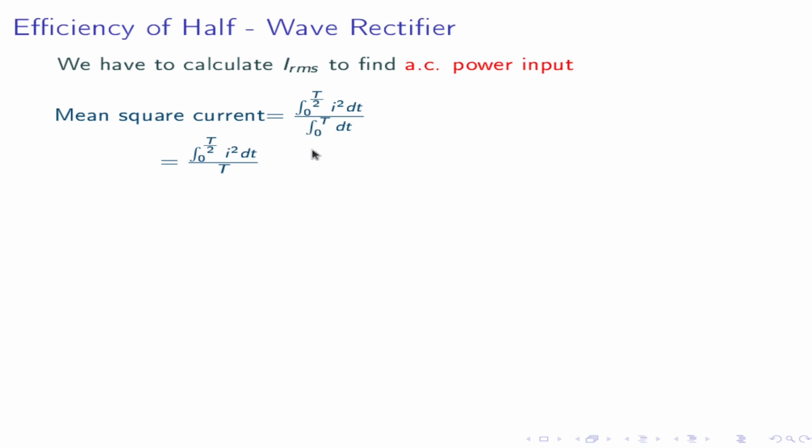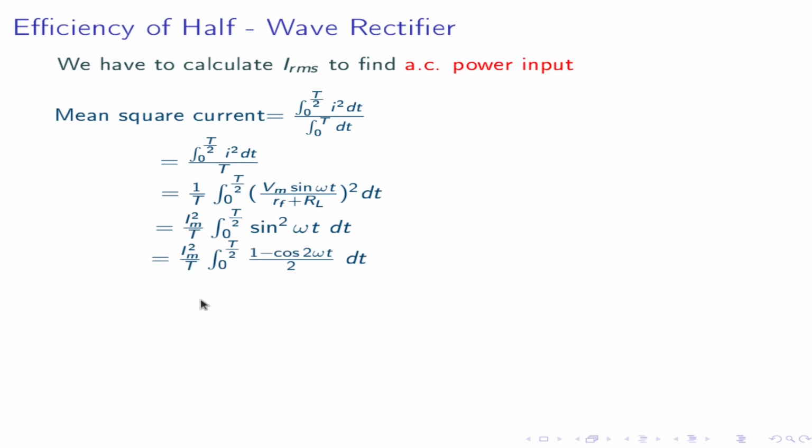Integral 0 to T dt is the time period, so it is equal to integral 0 to T by 2 I square dt by T, that is equal to 1 by T integral 0 to T by 2. I is Vm sin omega t by Rf plus RL. Since it is I square, Vm sin omega t by Rf plus RL all square into dt. Therefore, Vm by Rf plus RL is Im, that is Im square by T into integral 0 to T by 2 sin square omega t dt.